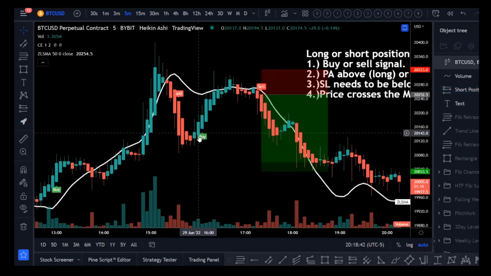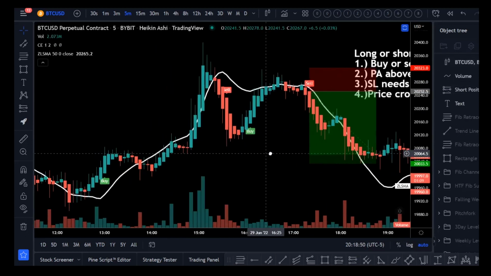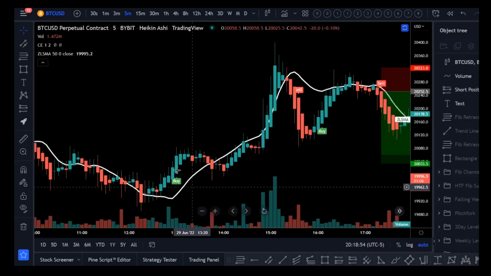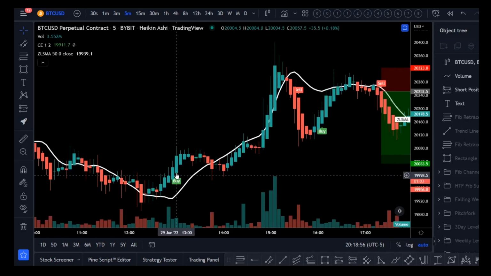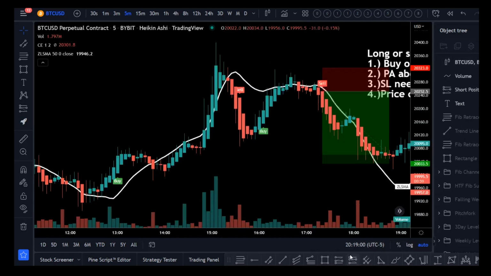You could see here that this would not have been, even though in hindsight you're looking at this and saying, hey, why didn't I take this? Well, price was below the moving average, so it's just not a good buy. Here you could have seen that if you had held this, this would have been a profitable trade, probably like 5-to-1 risk to reward ratio.